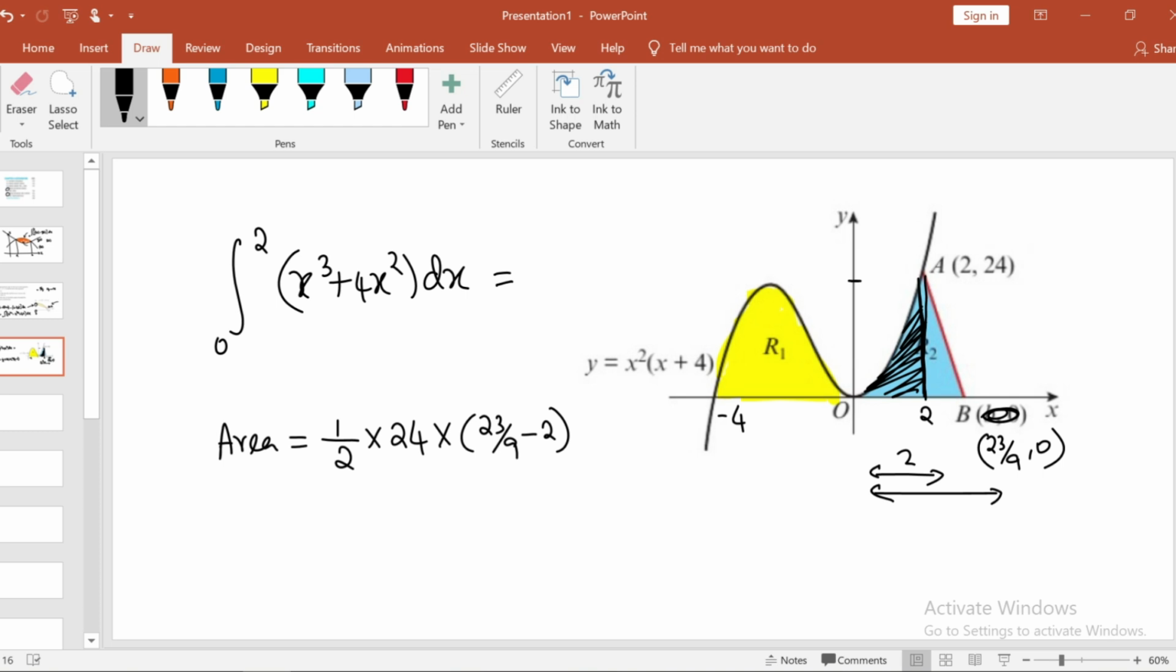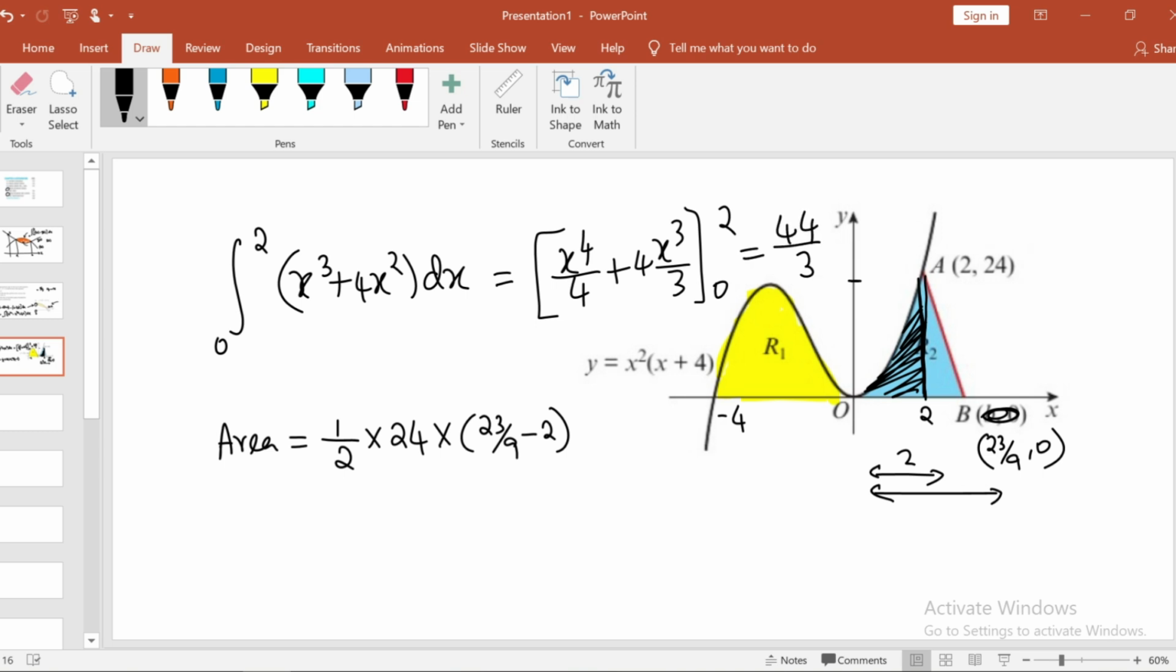So you integrate this function, you'll get x power 4 over 4 plus 4x cube over 3, from 0 to 2. Lower limit will give you 0, only find the upper limit. 2 to the power 4 by 4 plus 4 times 2 cube by 3. That's 44 over 3.